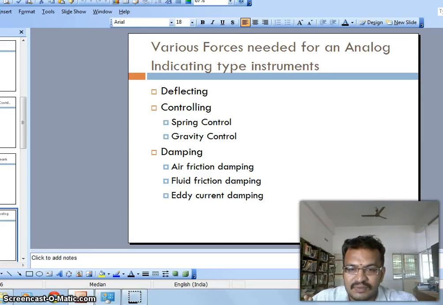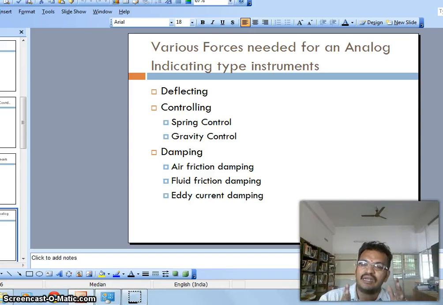The next one is damping torque. The damping torque is used to avoid vibration of the pointer on a particular scale. Damping is again divided into three categories: air friction damping, fluid friction damping, and eddy current damping.